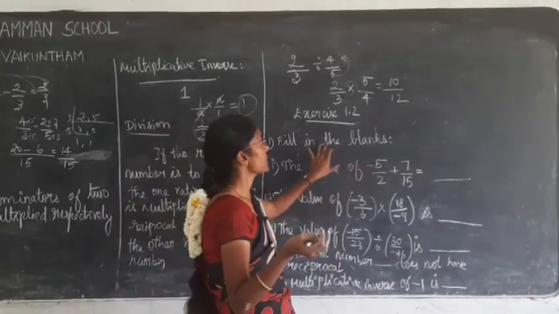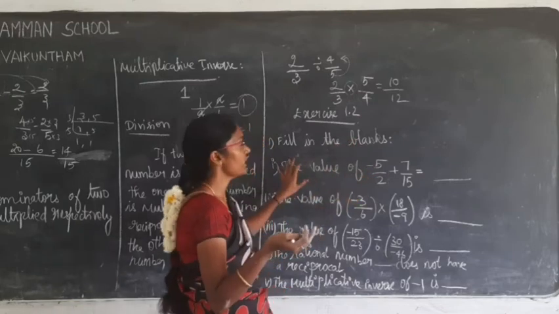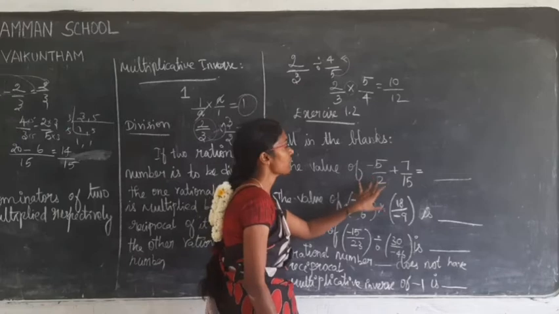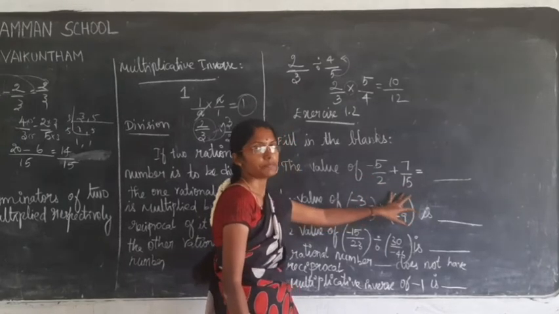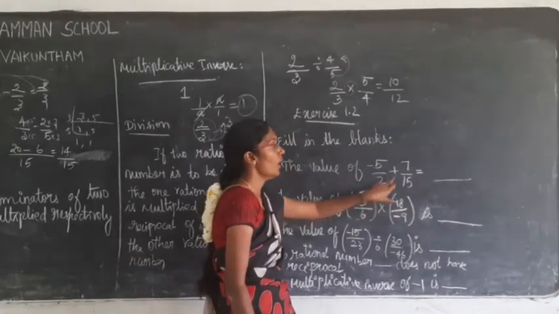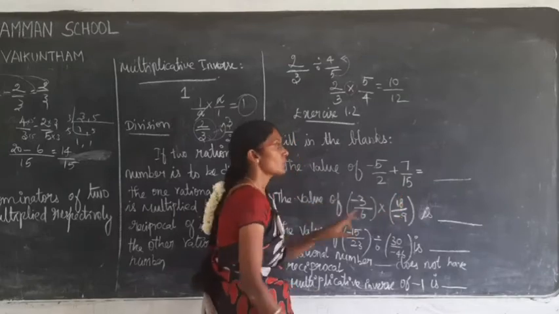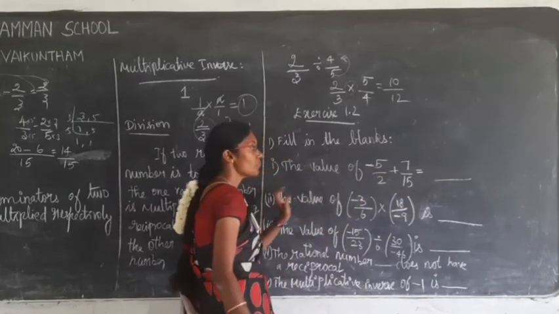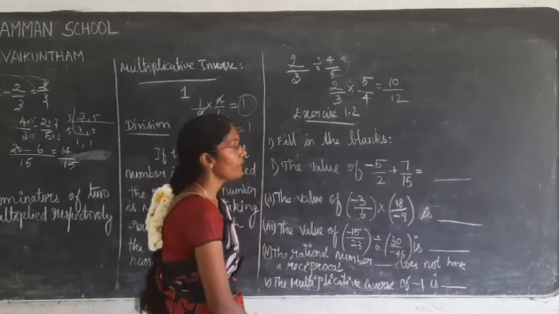So the next exercise is 1.2. The first Roman numeral, fill in the blanks. Okay, so what is the question? The value of minus 5 by 2 plus 7 by 15. Minus 5 by 2 plus 7 by 15. So here they have given minus and plus, the symbols differ. So how will you find this?